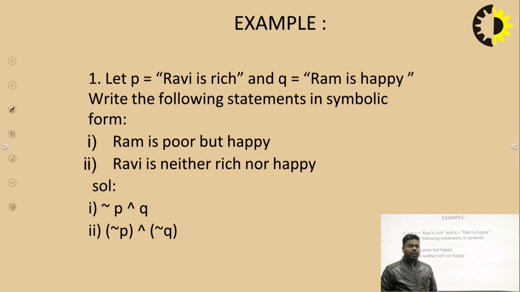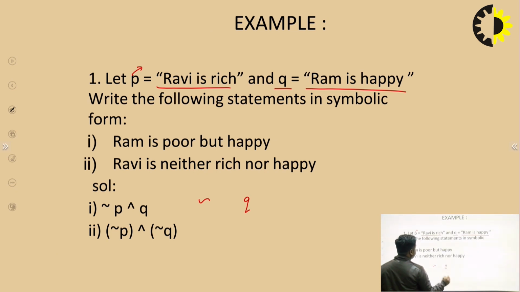Now here is an example of that one. Let P, this is the propositional variable, Ravi is rich, and Q, Ram is happy. There are the two statements, P and Q. The question is asking, write the following statement in symbolic form. Ram is poor but not happy. Ram is poor and not happy. It means Ram is poor, and Ram is not happy means not of Q.